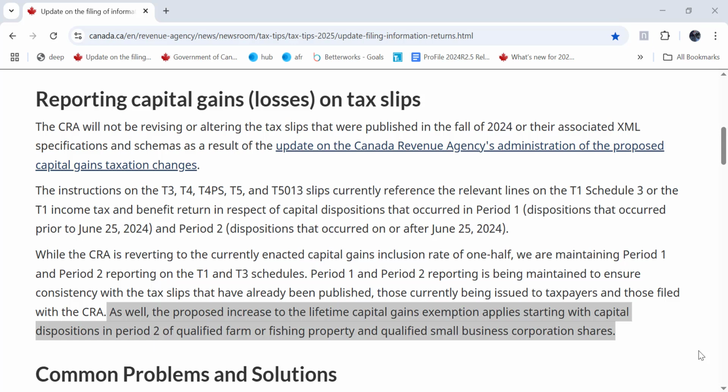Profile will apply the correct deduction for the capital gains exemption on the T1 if the period is indicated on S3 details.